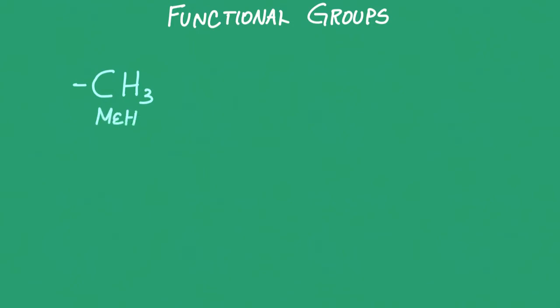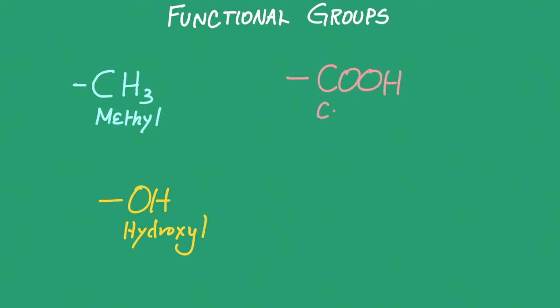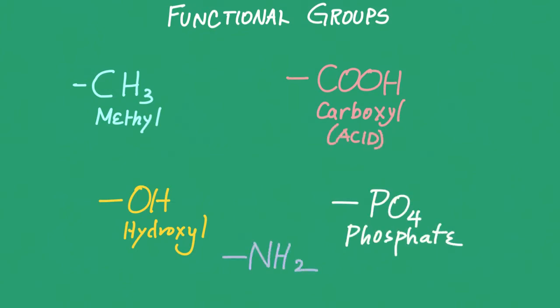There are several types of functional groups. The most important ones are methyl or CH3, hydroxyl or OH, carboxyl or organic acid, which is COOH, phosphate or PO4, amino or NH2. These are very important for you to remember because this will also help you to identify the different kinds of macromolecules.